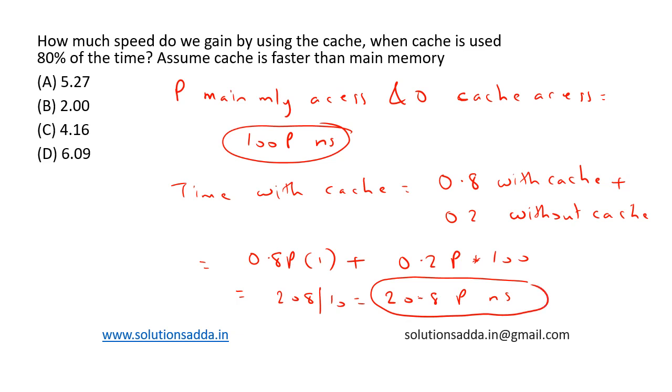Now speed gain is time without cache by time with cache. This is equal to 100 P divided by 20.8 P. Cutting P and P, we will get 4.8. Thus speed up will be almost around 4.8, but it will be less than 5. So we can say that the closest one is 4.16. So based on the options, option C is the right answer.